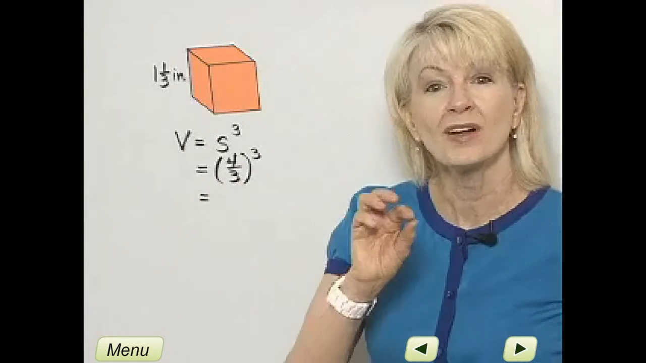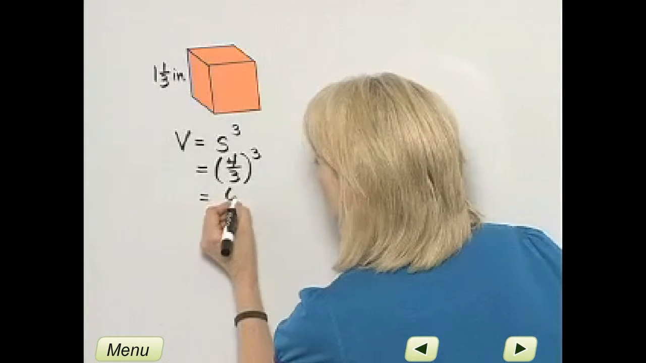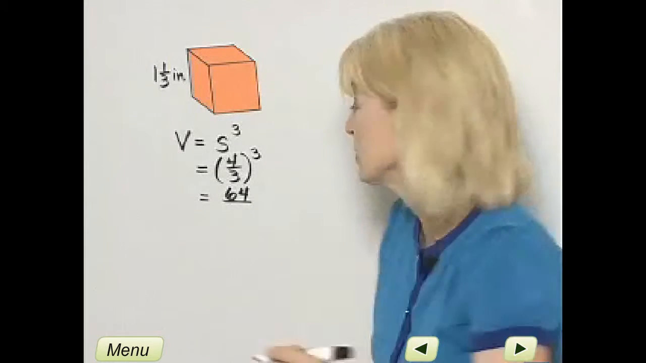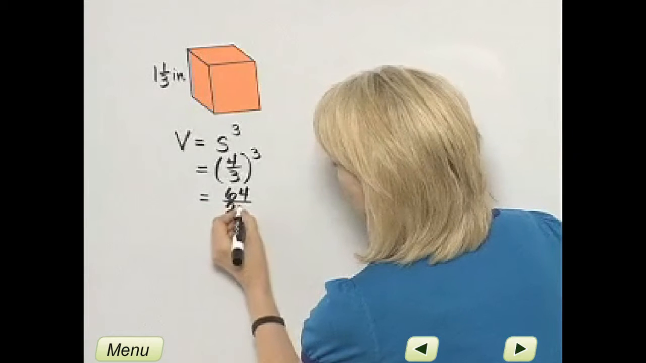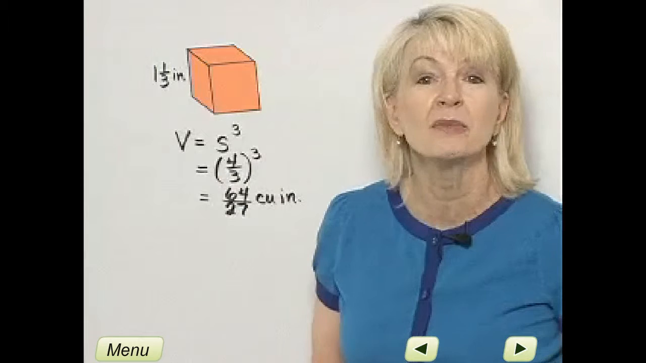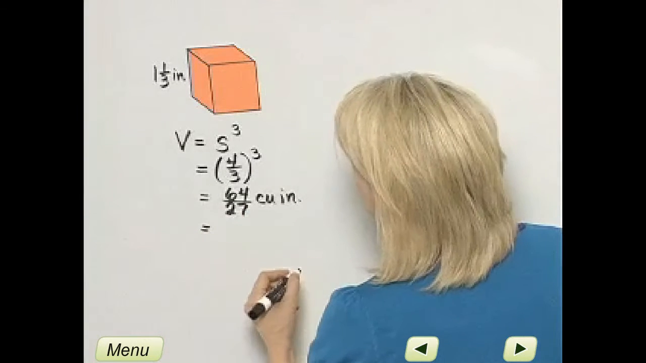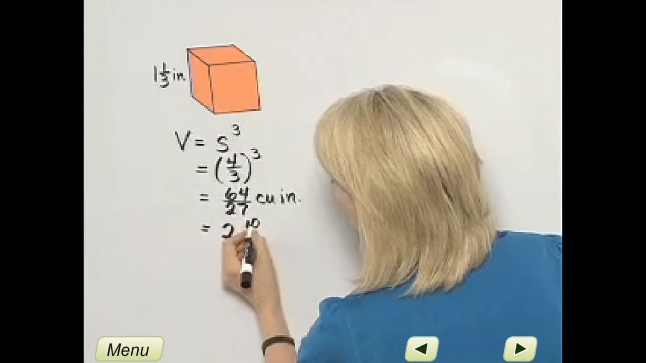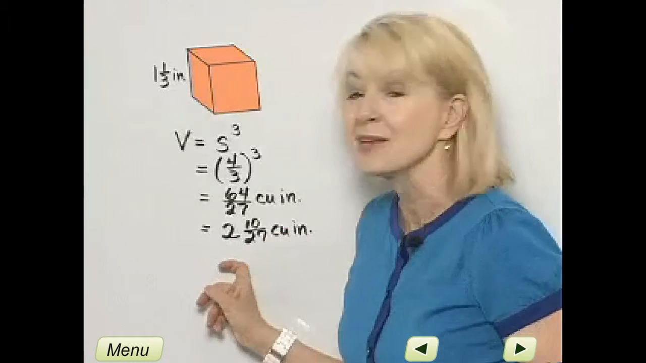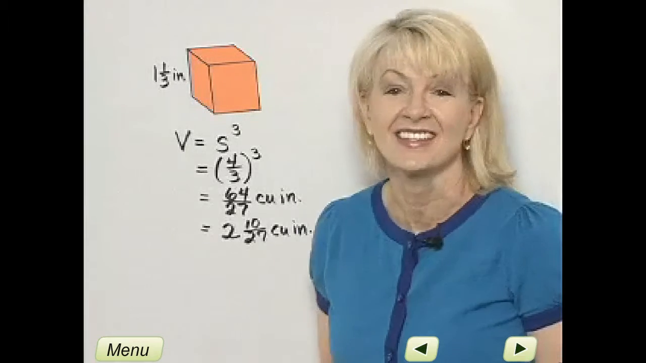4 cubed, that's 4 times 4 times 4. 4 times 4 is 16 times 4 is 64. And then the 3 cubed in the denominator, 3 times 3 is 9, 9 times 3 is 27. So 64 over 27, and this is cubic inches. This is the exact volume. Let's go ahead and write that as a mixed number. If you divide 27 into 64, it goes 2 times a remainder of 10. So there we have it equivalently as a mixed number. 2 and 10/27 cubic units, cubic inches in this case.